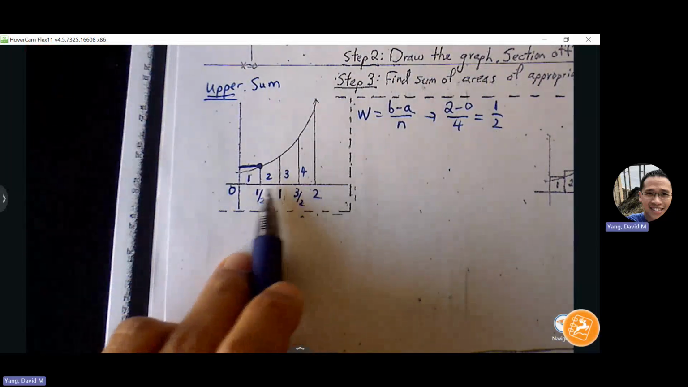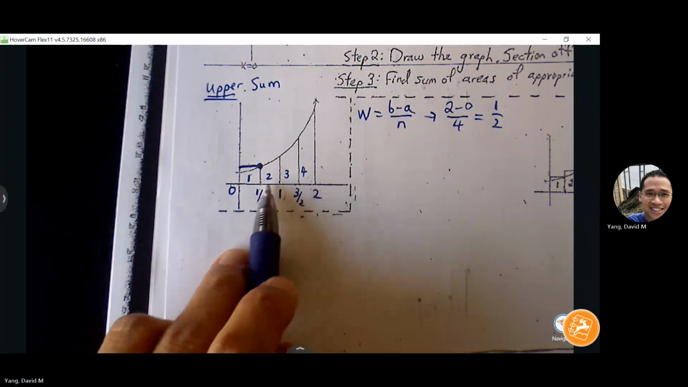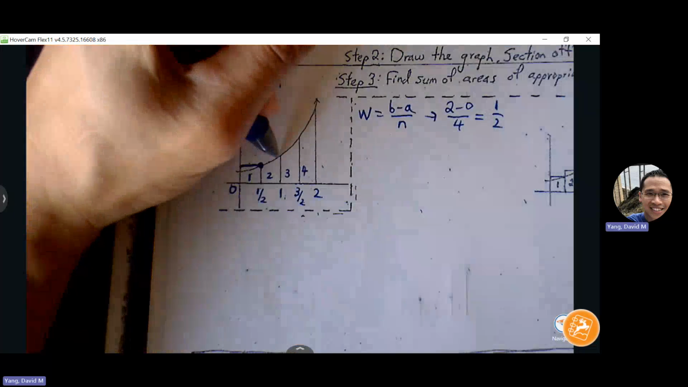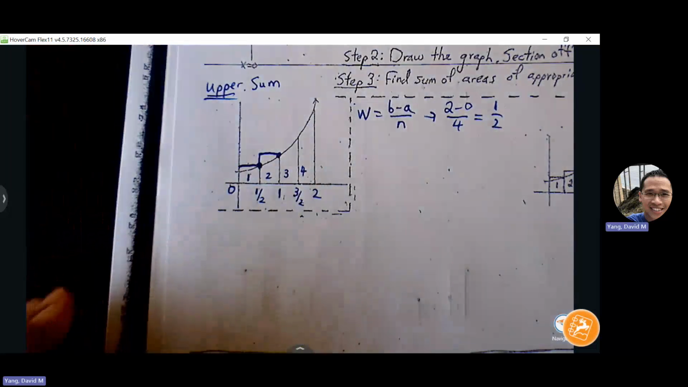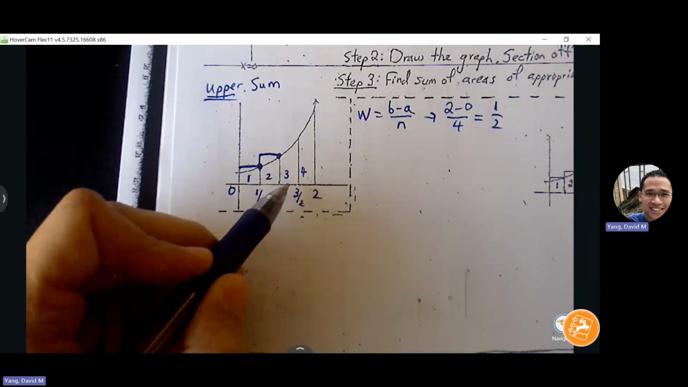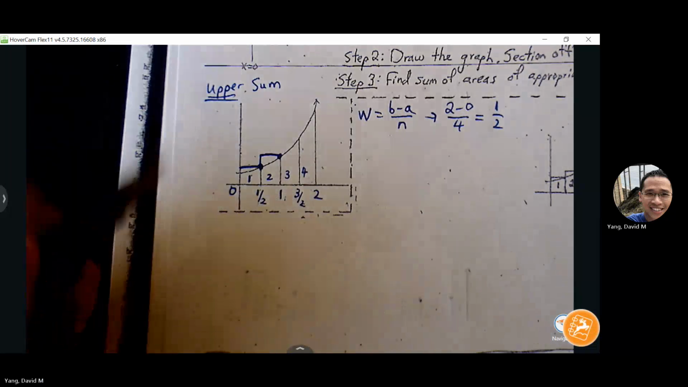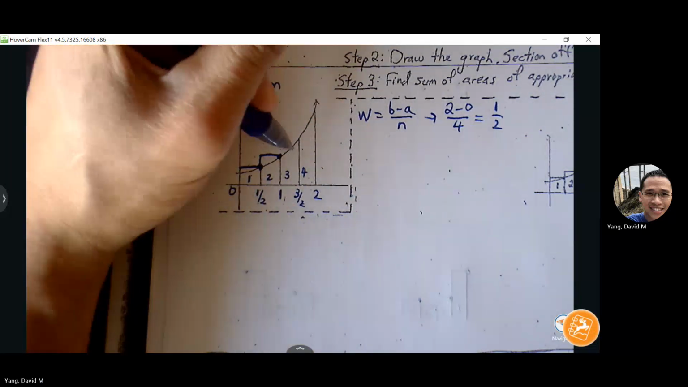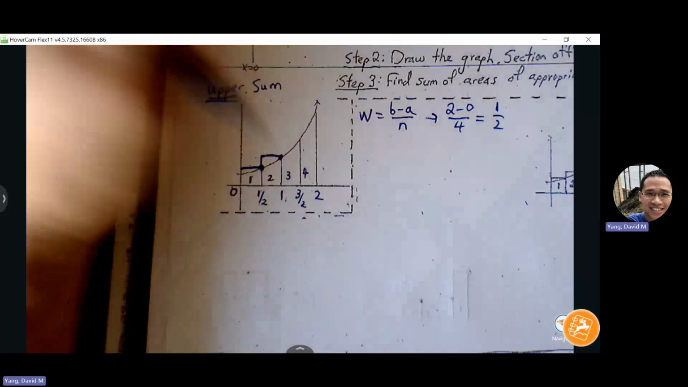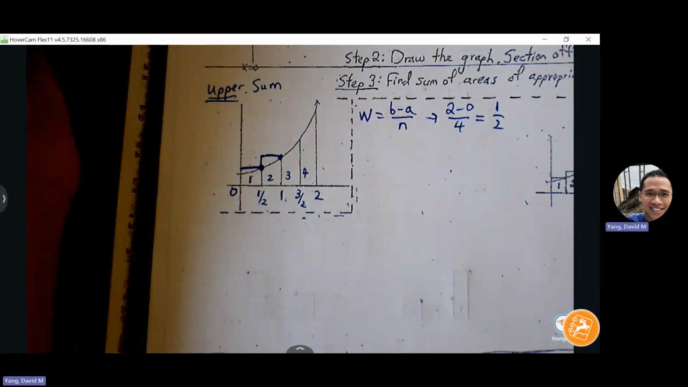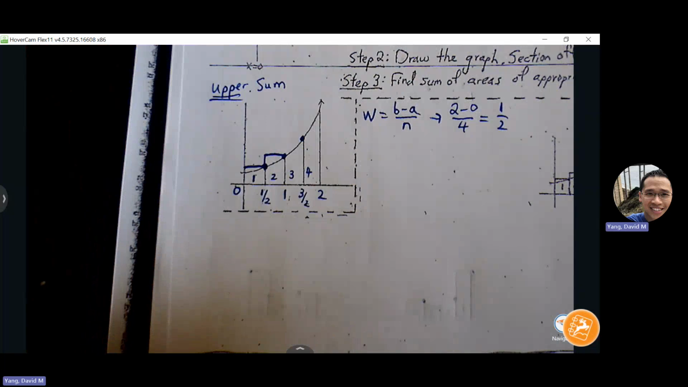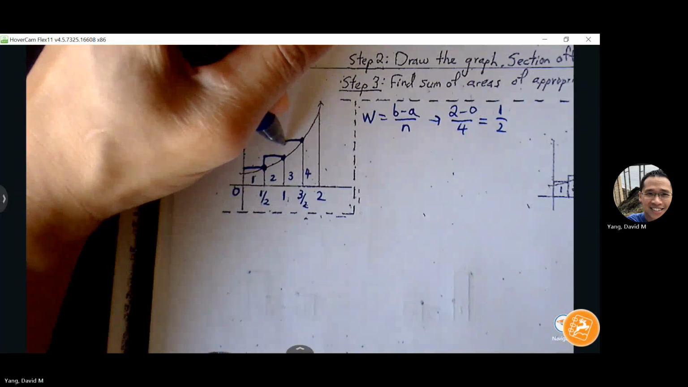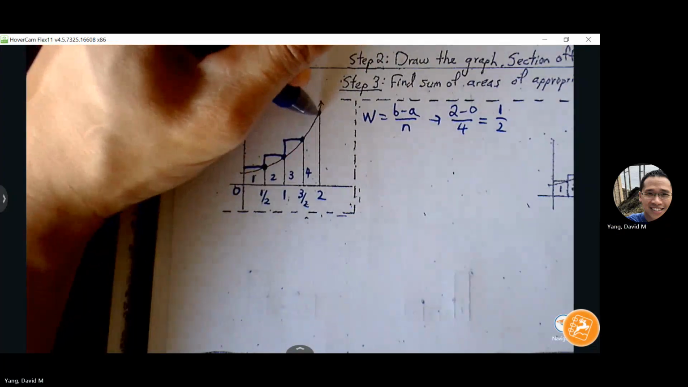Second region, which has the higher height on the curve? At 1, right? So highlight 1, and then you're going to force that to be the height of the second rectangle. Okay, third one. Which one is higher, 1 or 3/2? 3/2, right? So this is consistent, because the graph is always increasing. If the graph is increasing, then the right endpoint is always going to represent the higher height. And then the fourth rectangle, 2.